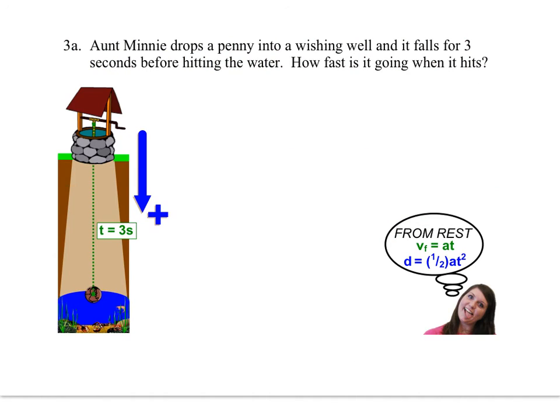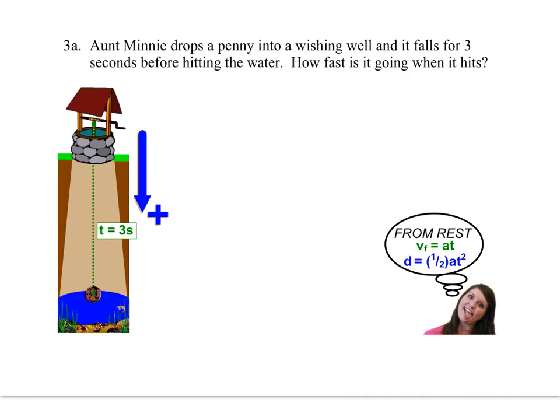So let's change the scene up a little bit. Now we've got Aunt Minnie, and she drops a penny into a wishing well, and it falls for 3 seconds before hitting the water. It says here, how fast is it going when it hits? Notice over here there's this little down arrow with a little positive symbol. It says anything in the downward direction for this problem, make it positive. We've also got Kelsey over here. She's given us some other equations to consider. These are our free fall equations for both speed and for distance.